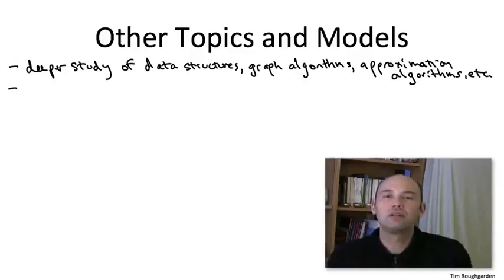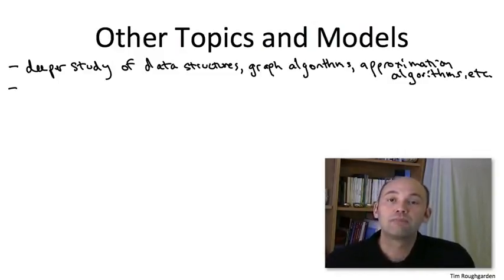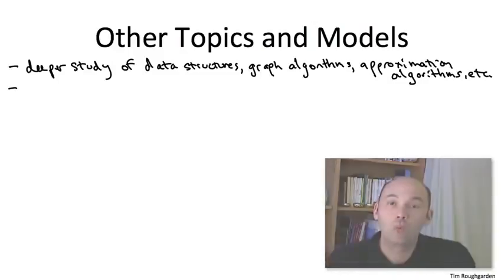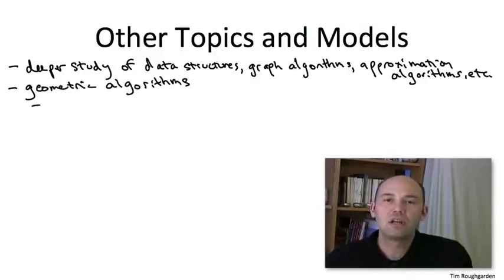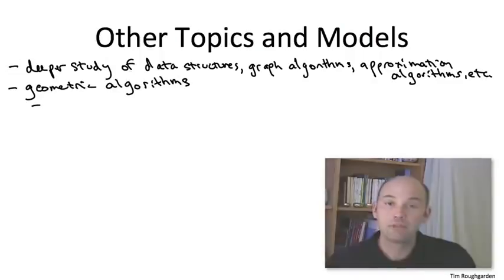A topic we've barely discussed at all is geometric algorithms, one exception being a divide and conquer algorithm for the closest pair problem that we discussed in part 1. Roughly speaking, the study of geometric algorithms has two flavors, low-dimensional problems and high-dimensional problems.